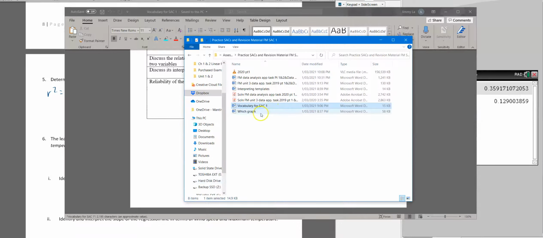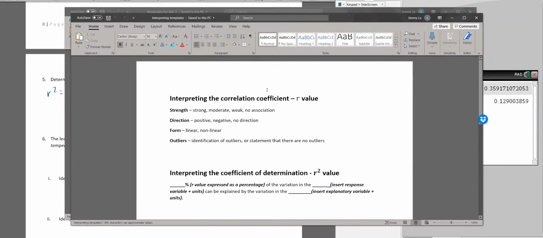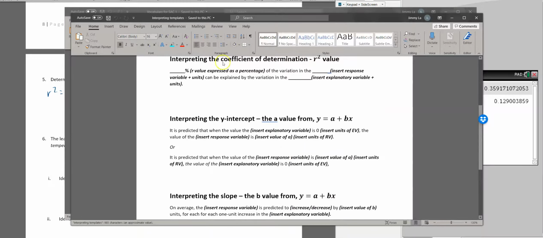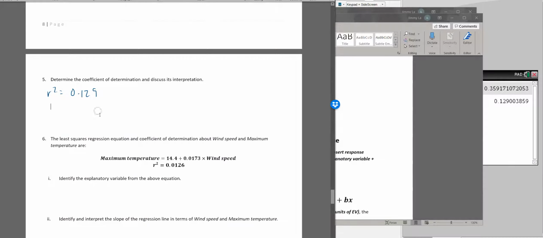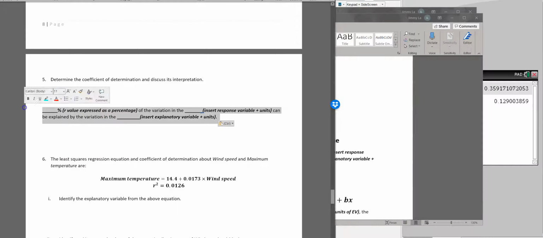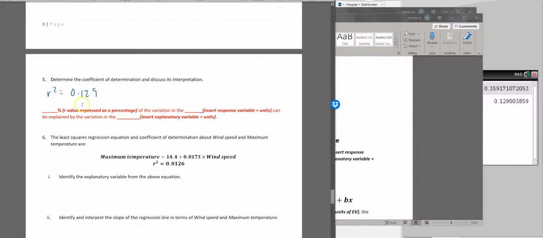Now, when it says discuss its interpretation, please make sure you use the template that you're given. Interpreting templates: interpret the coefficient of determination. We're going to use this template, and this will hopefully be in your books. Let's plug in what we need to plug in here. It says R-squared value expressed as a percentage, so I'm going to change this to 12.9%.